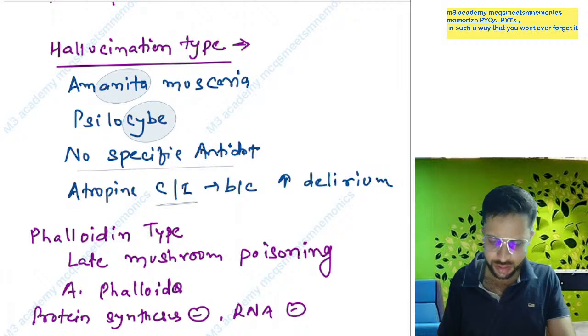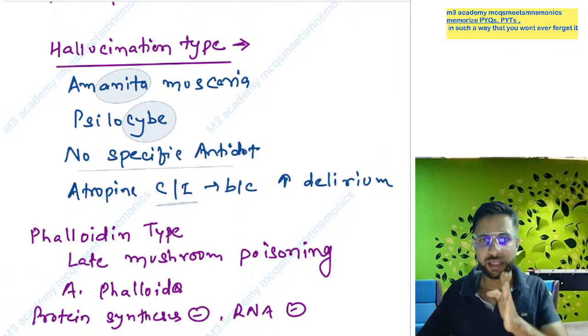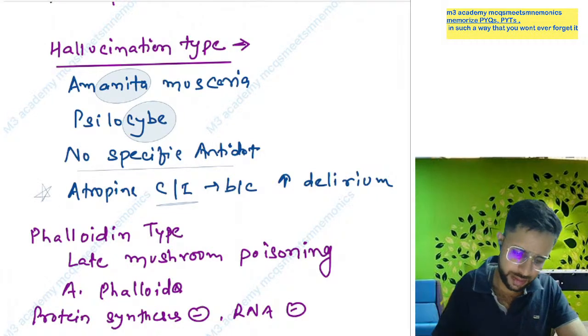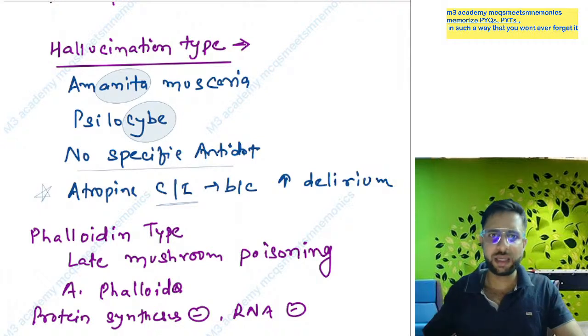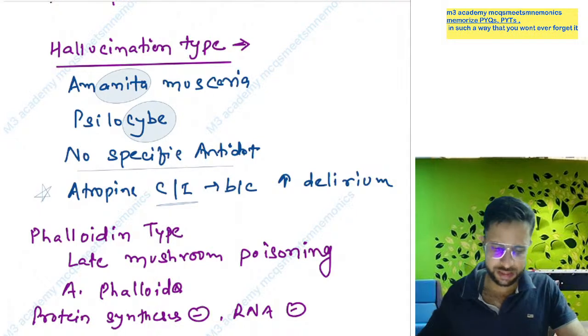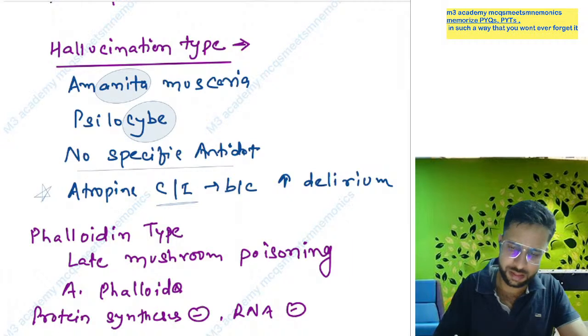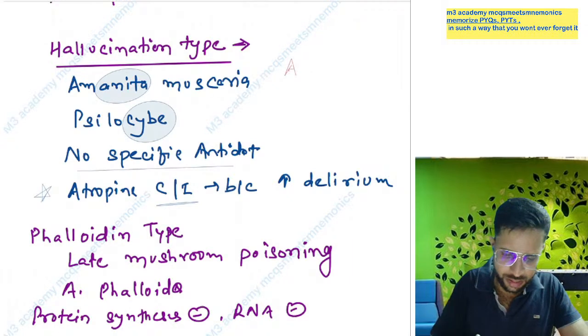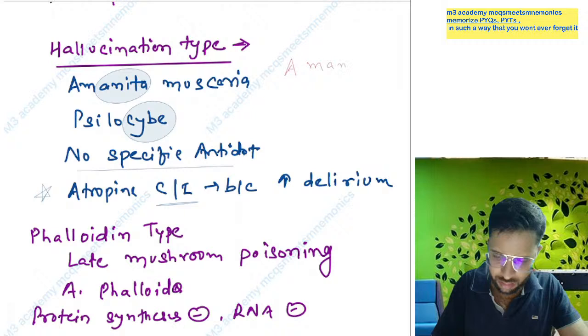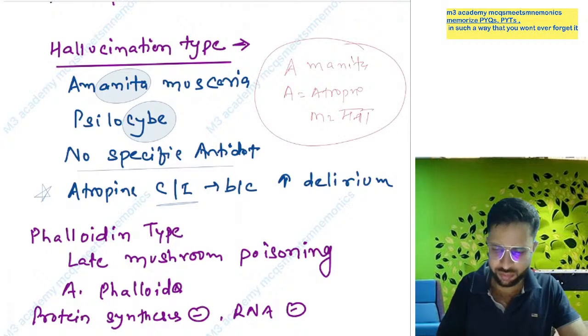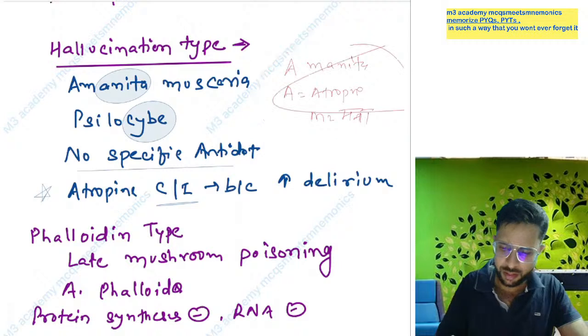Atropine is contraindicated because atropine can cause delirium. Yes, so atropine is contraindicated. This thing is important here. Atropine is contraindicated in Amanita muscaria. So how can we remember this? When you write Amanita muscaria, A for atropine, M for मना है. So atropine is मना, meaning atropine is contraindicated.